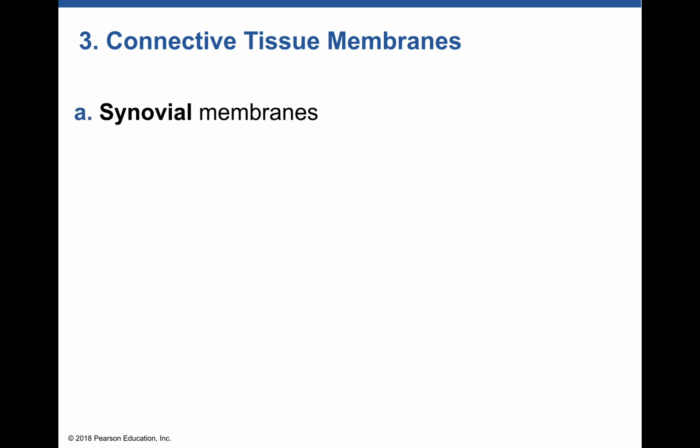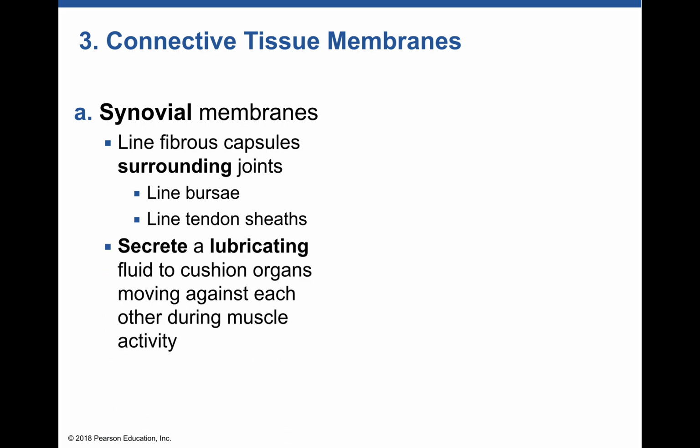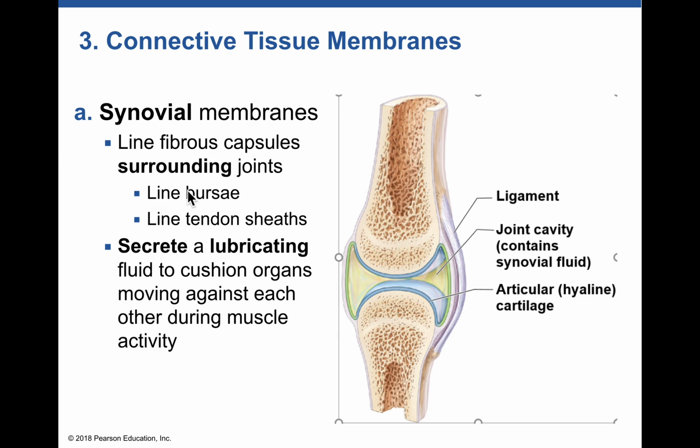Now, there are also synovial membranes. Synovial membranes surround those joints, those movable joints. They line what are called bursae and tendon sheaths, and they secrete a lubricating fluid, much like the serous, that helps to cushion the movements. Let's talk about the bursa. Bursae are little tiny sacs of fluid that act like shock absorbers. They deform, kind of like a balloon, you can push on the balloon and it would change shape. Likewise, these little bursae can change shape to absorb shock.